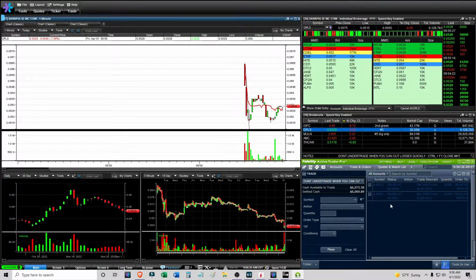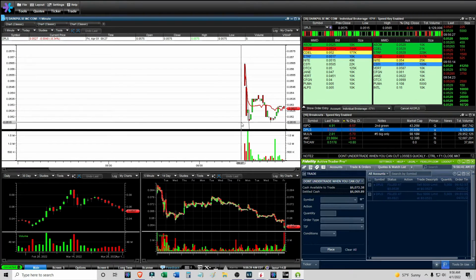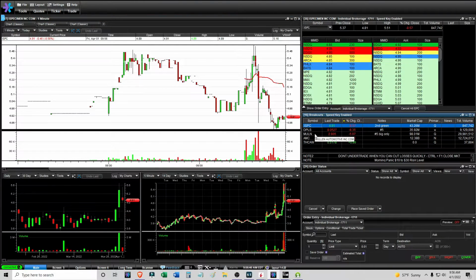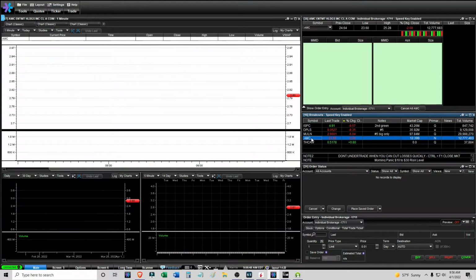I don't know how much I made, maybe like $4 from this trade. I should have had a proper $10 risk level. I'll see what my dollar risk level ultimately was. There's nothing else that I've been really interested in. Just nothing really.